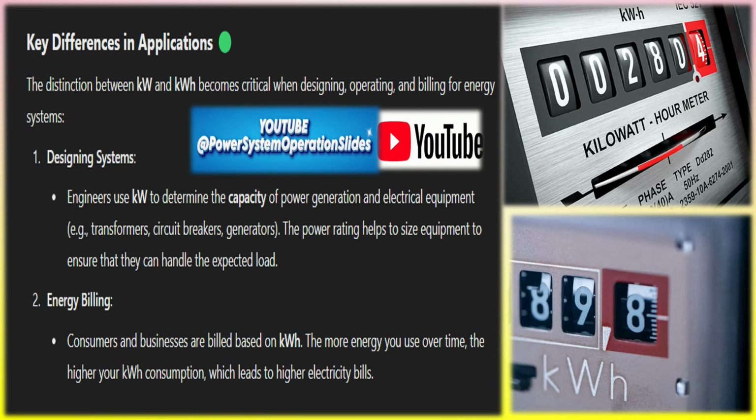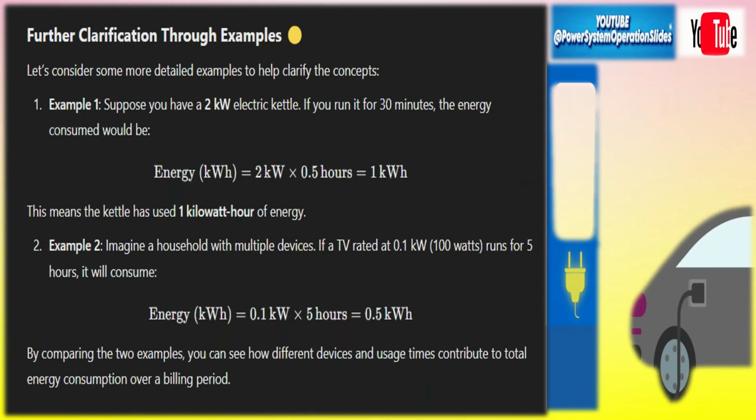These two units are essential for everything from household appliance efficiency and electric vehicle performance to grid-scale energy management in modern smart grids. Kilowatt (kW), unit of power. At a more advanced level, kW is a unit used not just for household appliances but also for industrial machines, power generation plants, and even electric vehicles (EVs).